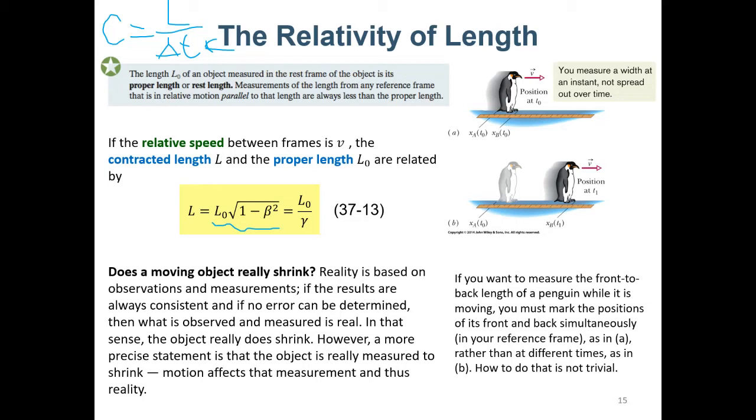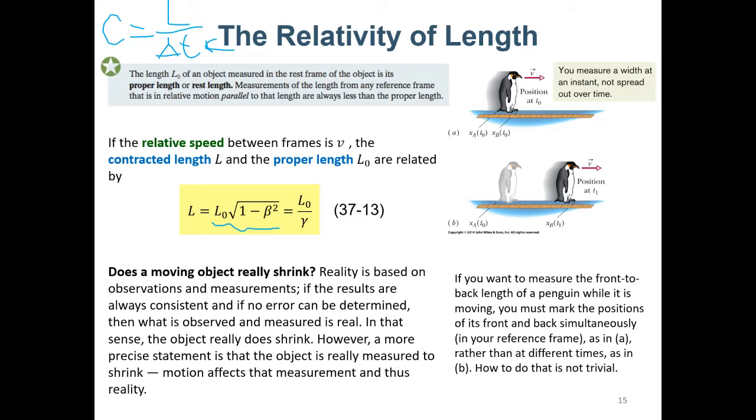So it says, does a moving object really shrink? Really is based on the observation and measurement. If the results are always consistent, if no error can be determined, then what is observed and measured is real. In that sense, the object really does shrink. However, a more precise statement is that the object is really measured to shrink. Motion effect by this measurement thus reality.